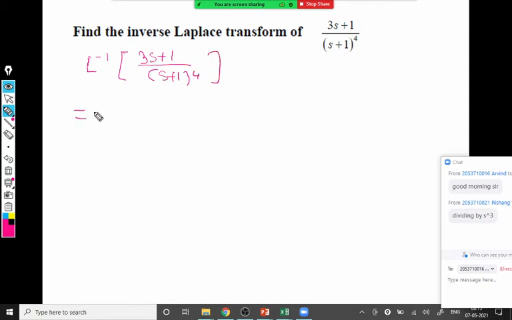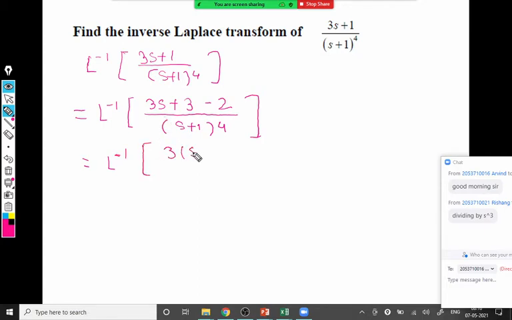So this is L inverse of 3s plus 3 minus 2 upon s plus 1 to the power 4. Why did we do this? The purpose is that every s we have to convert into the form of s plus 1. So this is 3 times s plus 1 minus 2 upon s plus 1 raised to 4.